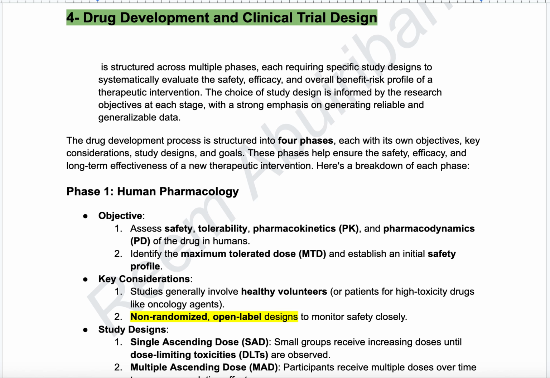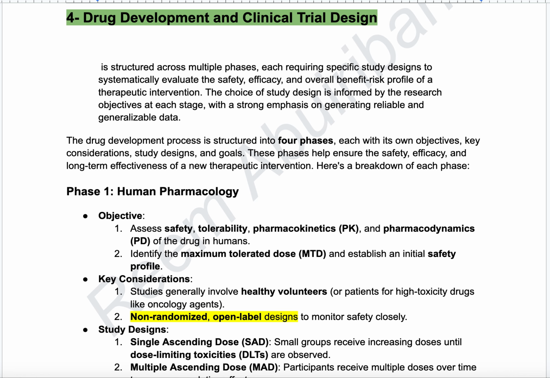The choice of a study design is informed by the research objectives at each stage, with a strong emphasis on generating reliable and generalizable data, that we can say is like internal validity and external validity.